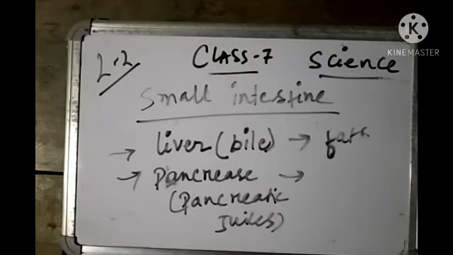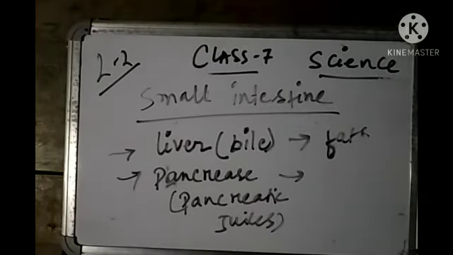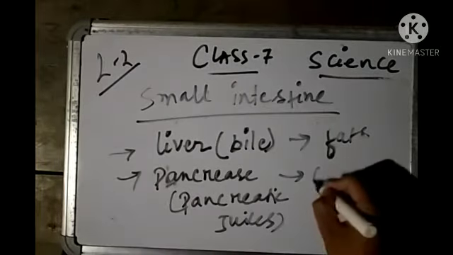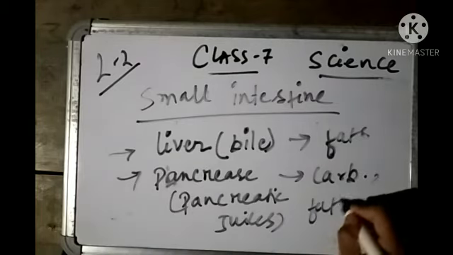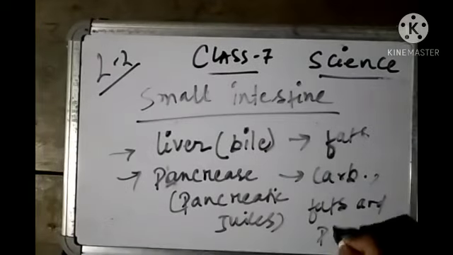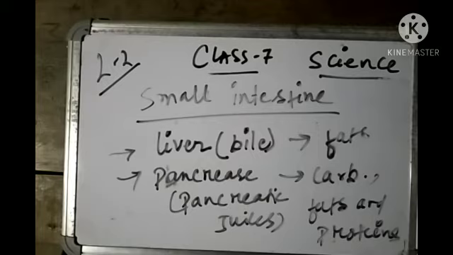And the pancreas is a cream colored gland located just below the stomach. Pancreatic juice acts on carbohydrates, fats and proteins. The remaining carbohydrates, fats and proteins are converted into simpler substances by the pancreatic juice secreted by the pancreas.